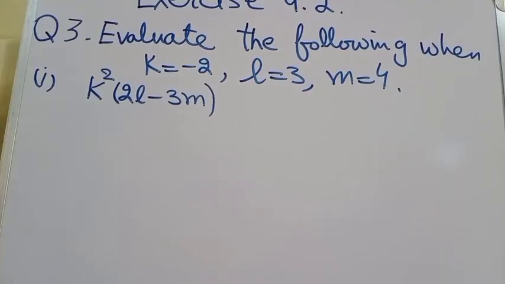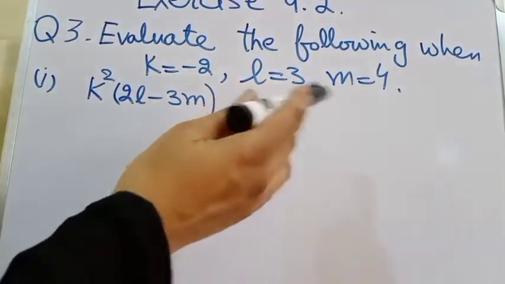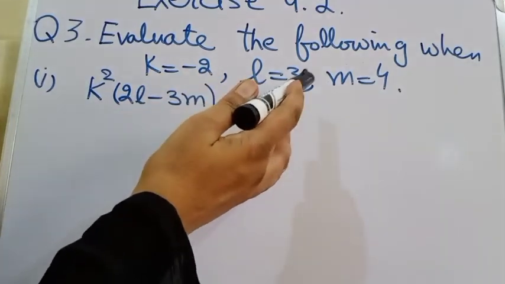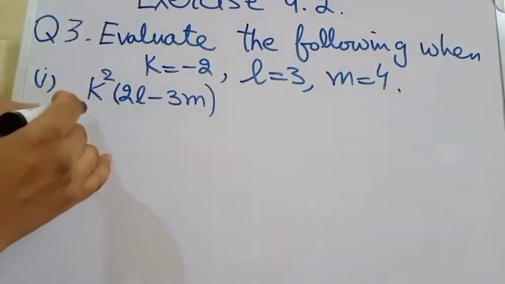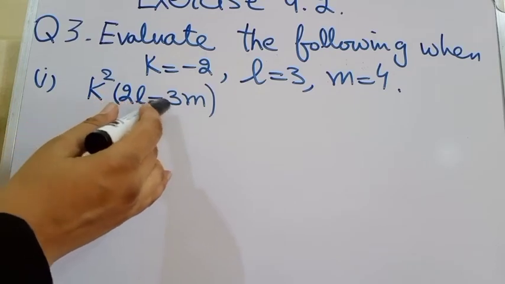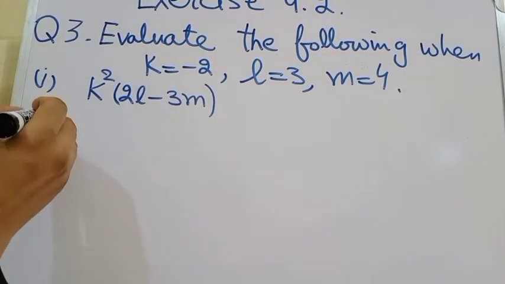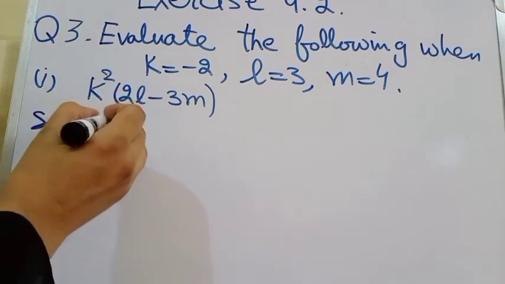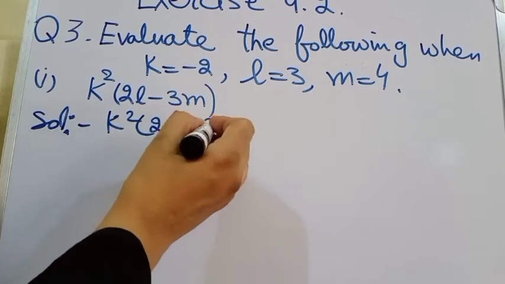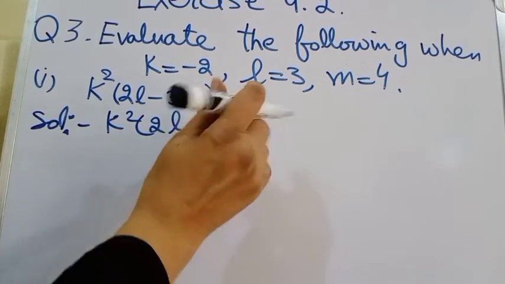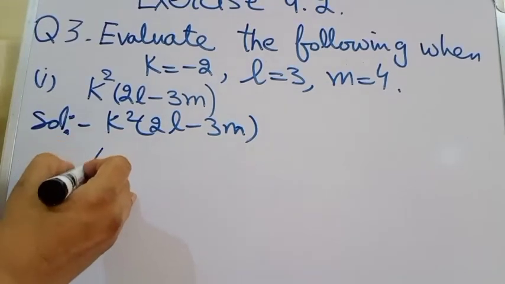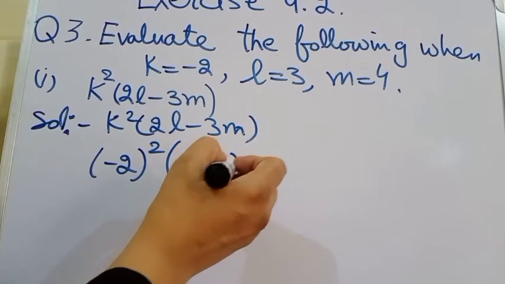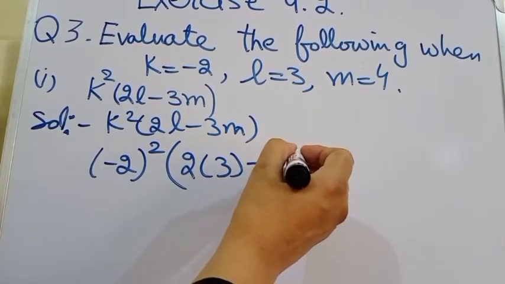Question number 3. Evaluate the following when k is equal to -2, L is equal to 3, and m is equal to 4. First part, k square into 2L minus 3m. Now we put their values. K square into 2L minus 3m. K has value -2 square into 2 into L is 3 minus 3 into m is 4.